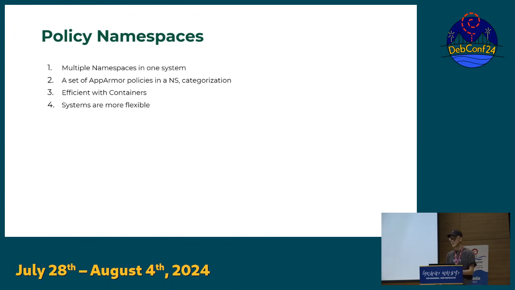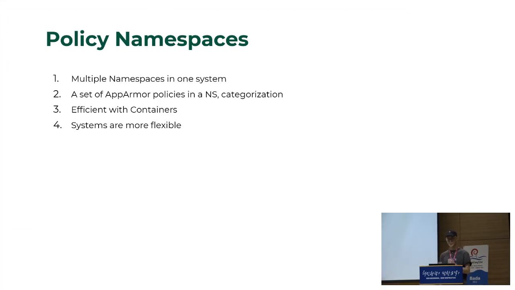That's why policy namespaces were introduced. AppArmor can have multiple namespaces with a set of categorized policies. Containers with a policy namespace are very efficient because one namespace cannot affect another. Therefore, the system becomes more flexible.